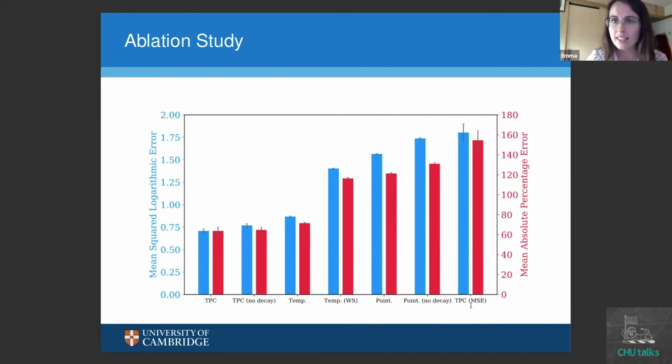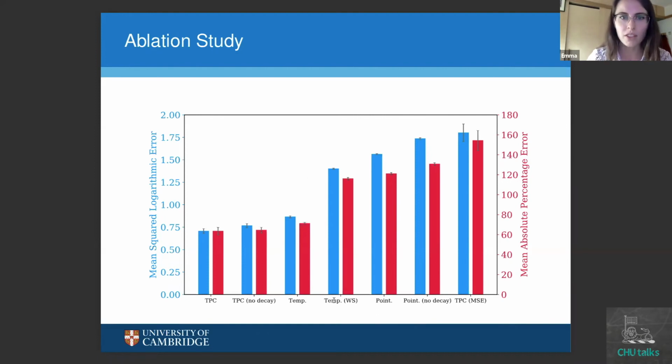On the right-hand side, we can see the temporal pointwise convolution with mean squared error. So we can see that it's performing a lot worse in general, and this was across many different metrics. The only one that it did better on is the mean squared error, which is to be expected, and it only did slightly better on that. So the mean squared log error really does seem to give us better behavior.